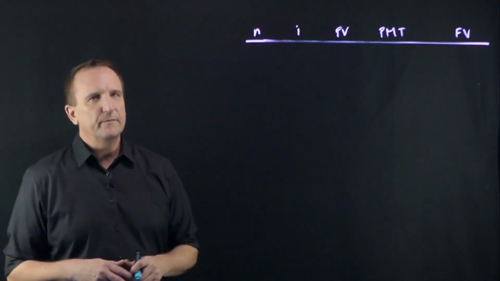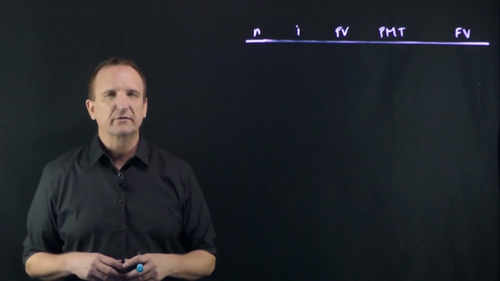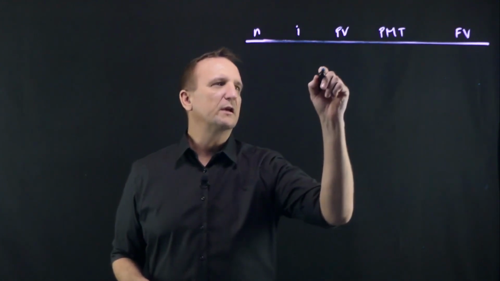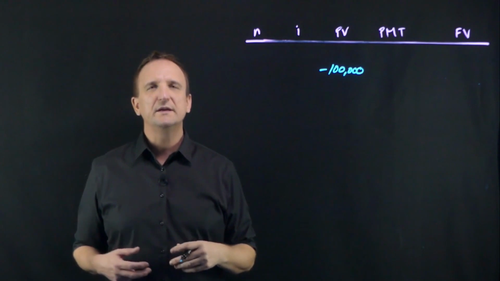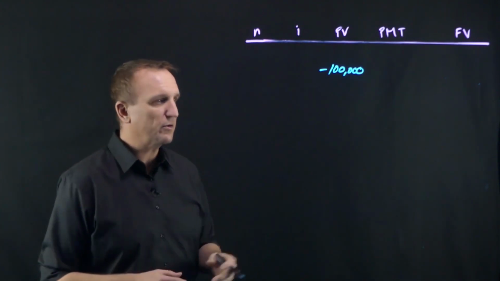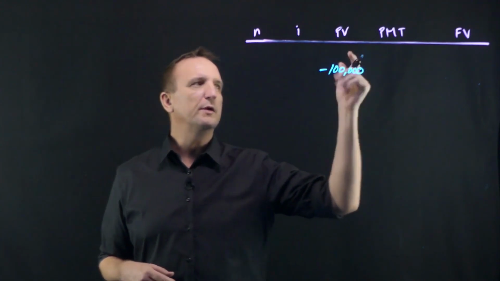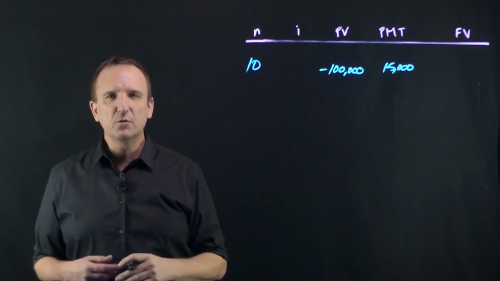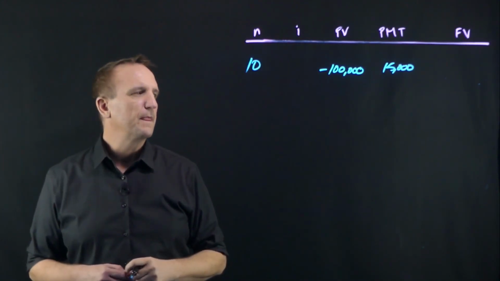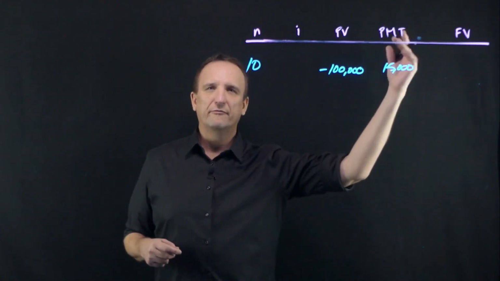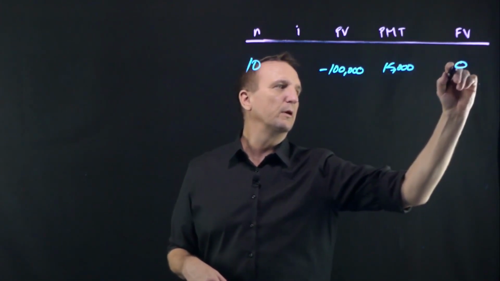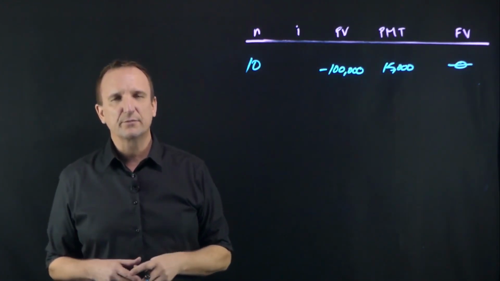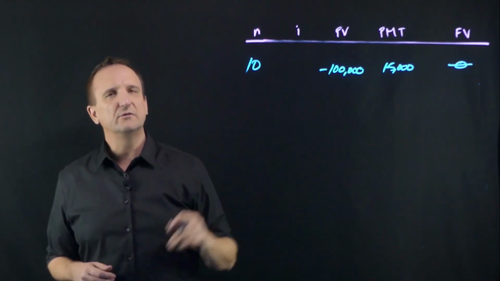Number 11, we have a company looking at investing in a project for $100,000. They're going to invest $100,000 today, and they expect to receive $15,000 every year for the next 10 years. So that would be a periodic payment of $15,000 every year for 10 years. Annual compounding, so we have 10 periods, and there will be no future value on this investment, so it would be zero. And if the company wants to receive an 8% return on investment, they want to find out what the yield is here.